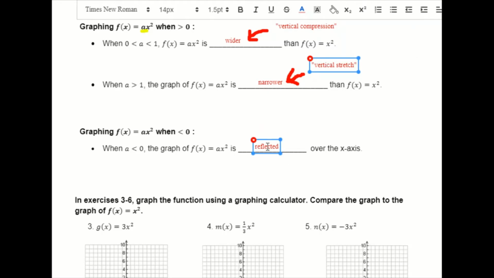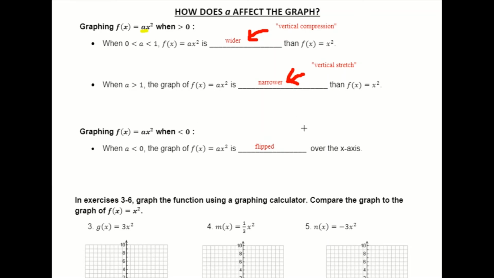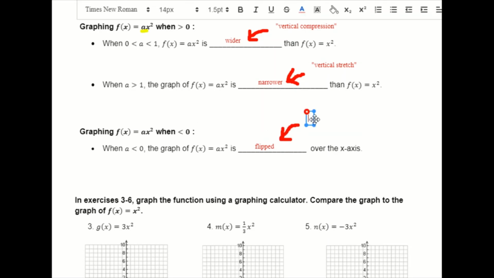Okay, now when we say reflected, reflected is really the more technical way to say that. Sometimes you'll see it say it's flipped over the x-axis, which is a not so technical way of saying it, but what I really mean here is what I wrote before, that we have a reflection. So these are just different transformations that we can apply to the graph. We can do a compression, a stretch, or a reflection.